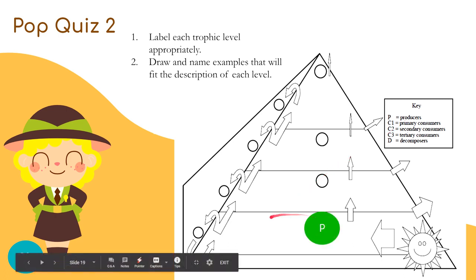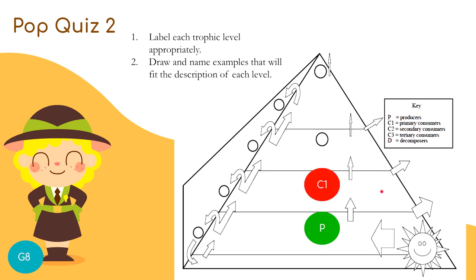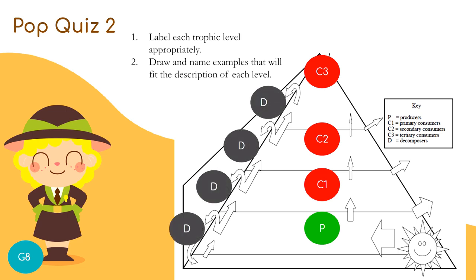So of course, the base of the pyramid are always your producers. Second part are your primary consumers. Third level are your secondary consumers. Then next level, fourth level, tertiary consumers. Then on the side, all of this will eventually die. So those are your decomposers.